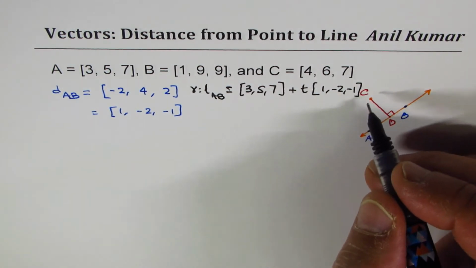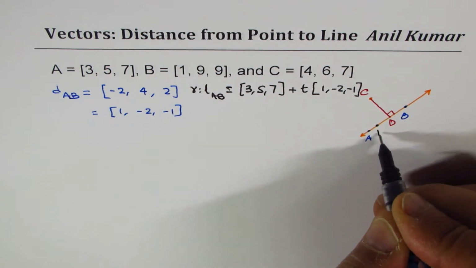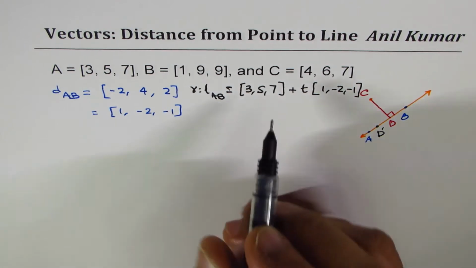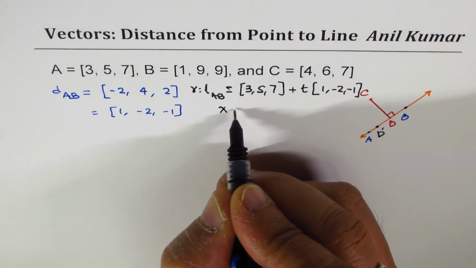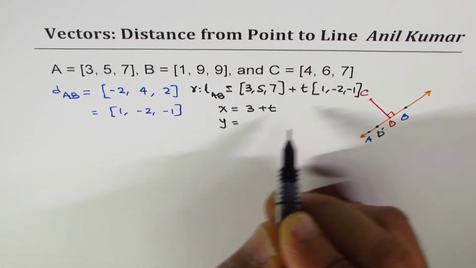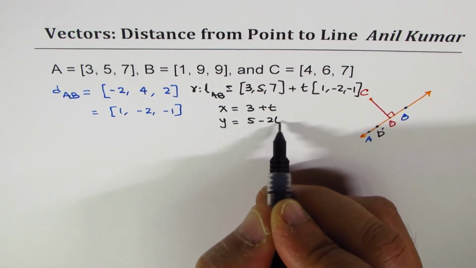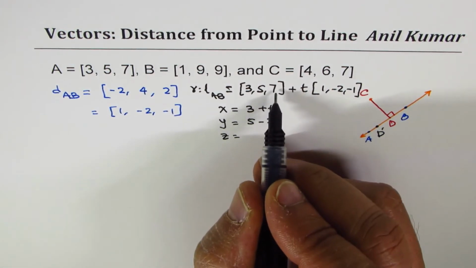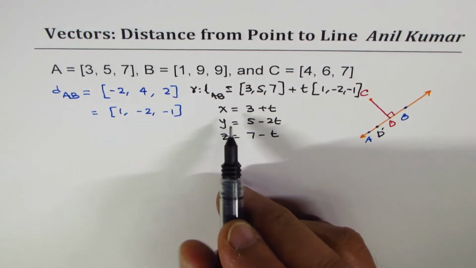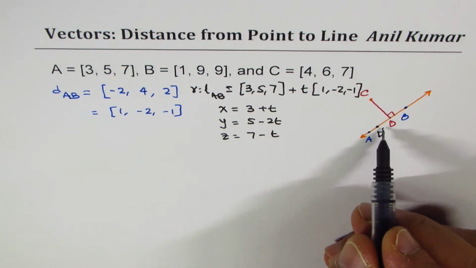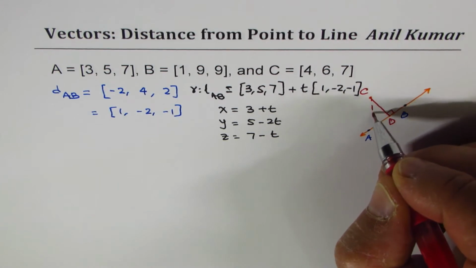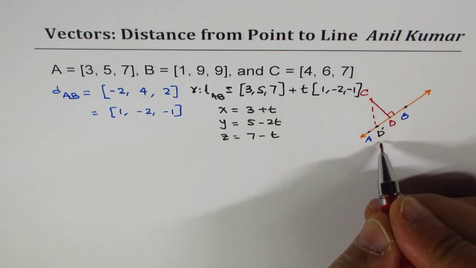Any point, let us say a point D dash, is on this line. So what are the coordinates of point D dash? The x value will be 3 plus t, the y value is going to be 5 minus 2t, and the z value is going to be 7 minus t. Is it okay? So that becomes the coordinates for point D dash, right? If I connect C to D dash, this is any general point.